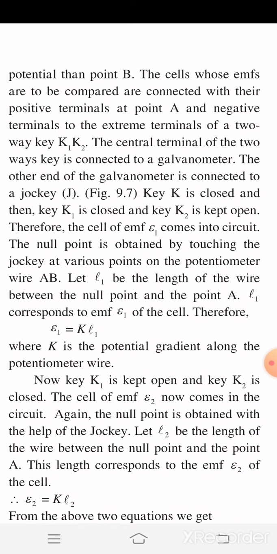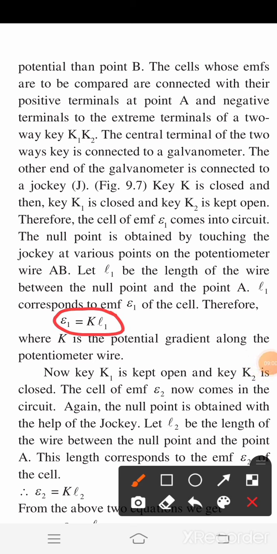The null point is obtained by touching the jockey at various points on the potentiometer wire AB, and the length L1 is the length between point A, the higher potential point, and the null point. That length L1 corresponds to the EMF E1 of the cell. Therefore, by the principle of potentiometer, E1 is equal to KL1.